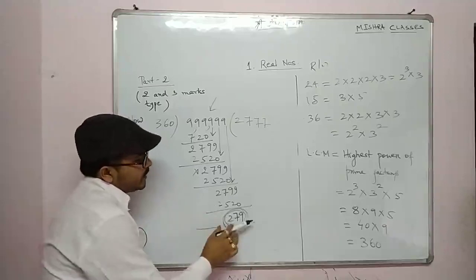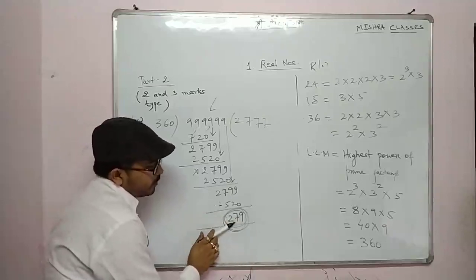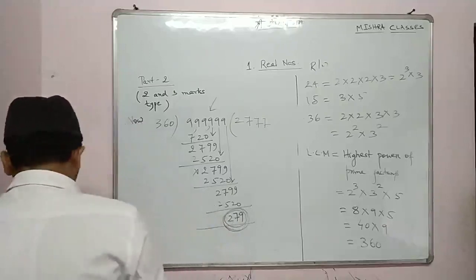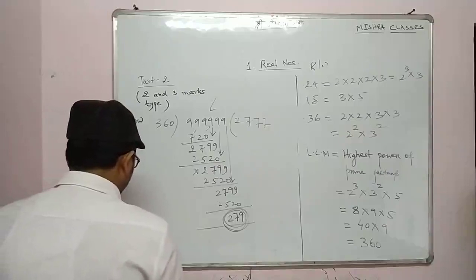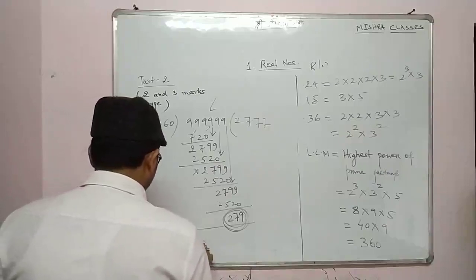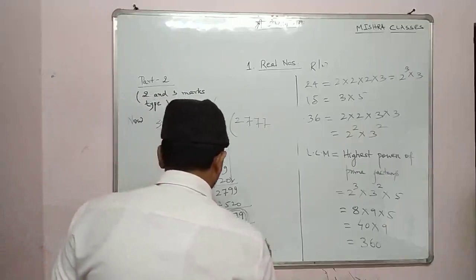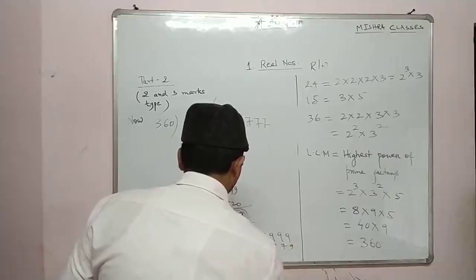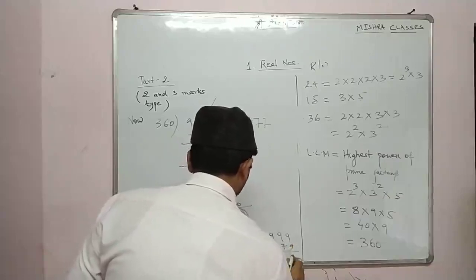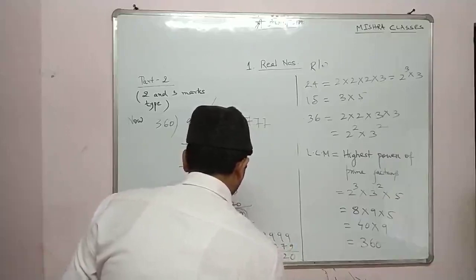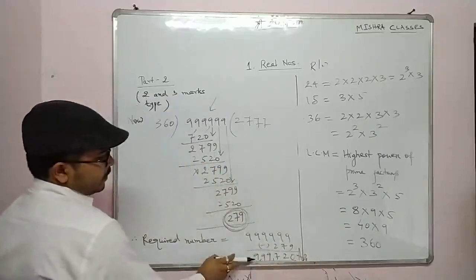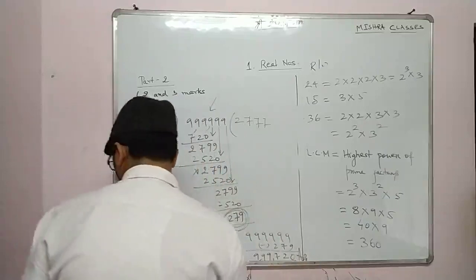So what we will do, we will subtract this from the greatest number of 6 digits. Then we will get the required answer. Therefore, required number equals 999999 minus 279. So how much will we get? 9 minus 9 is 0, 27999. So how much is the answer? 999720. Is it clear?